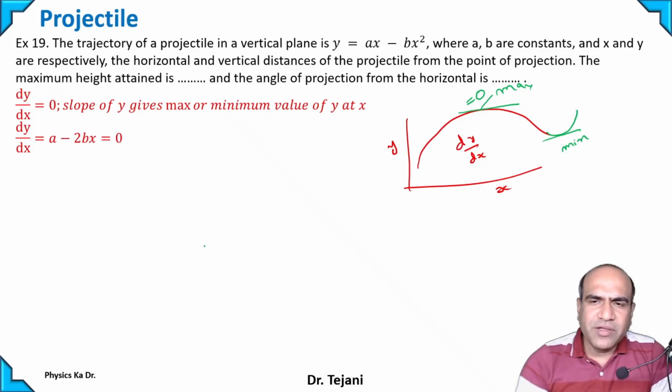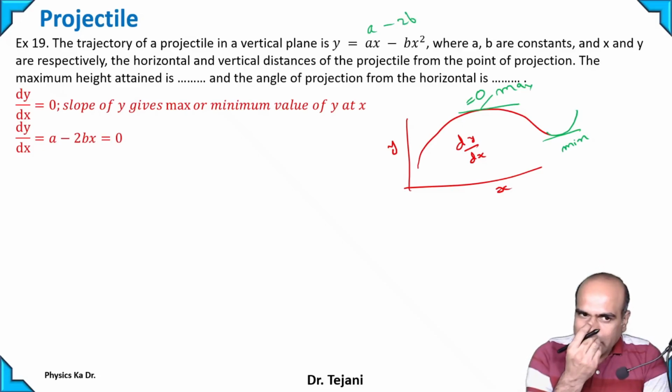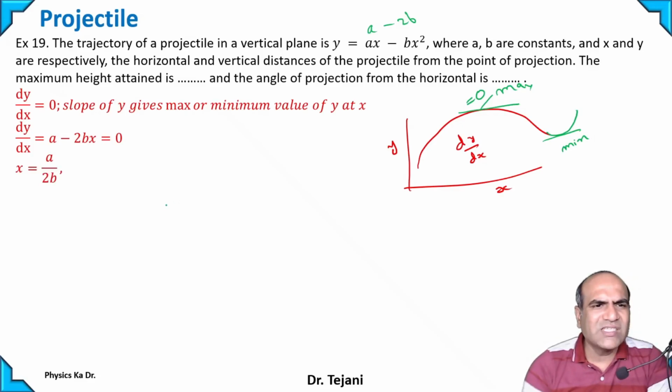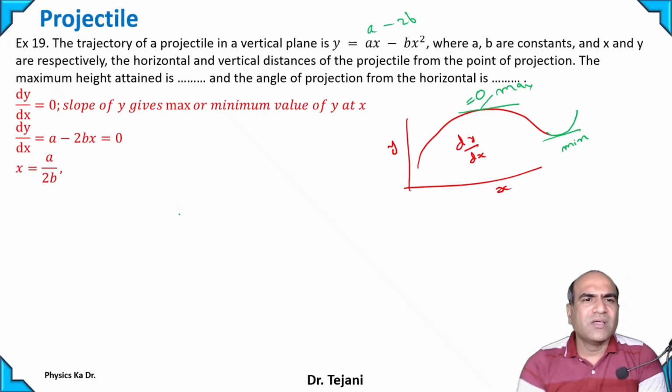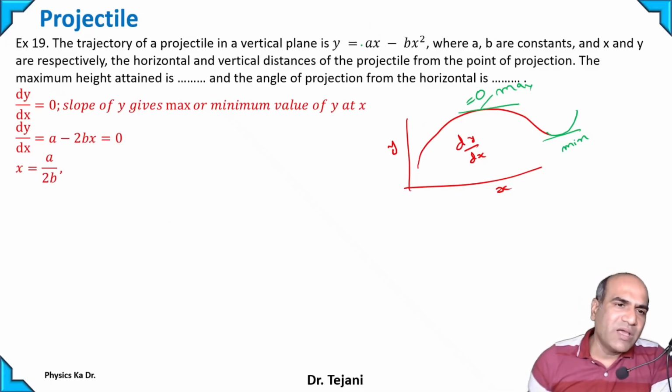So we differentiate: y is equal to ax minus bx square, differentiation becomes a minus 2bx. A minus 2bx is equal to 0, so we have x is equal to a by b. At x is equal to a by b, y should be maximum.